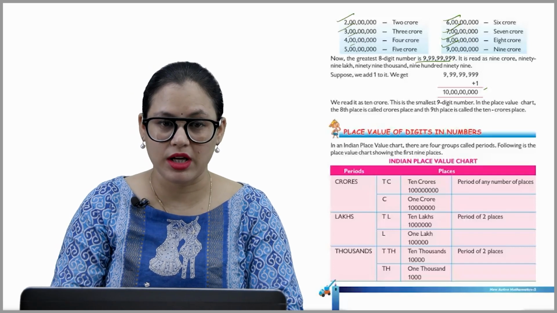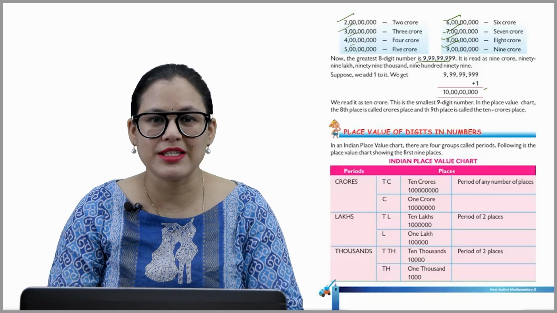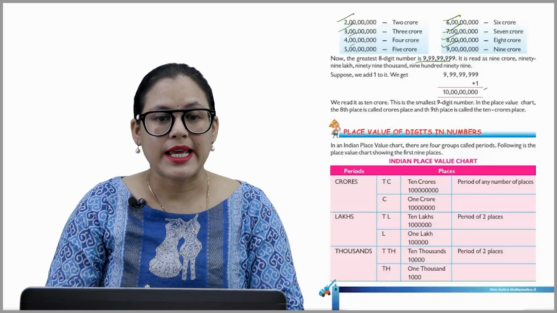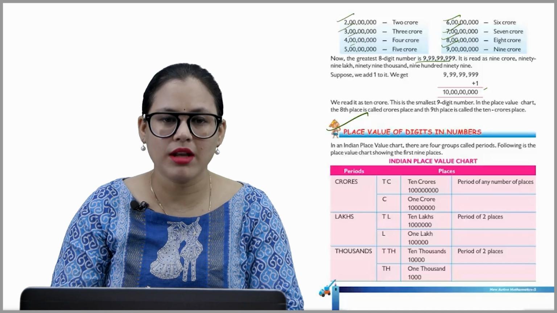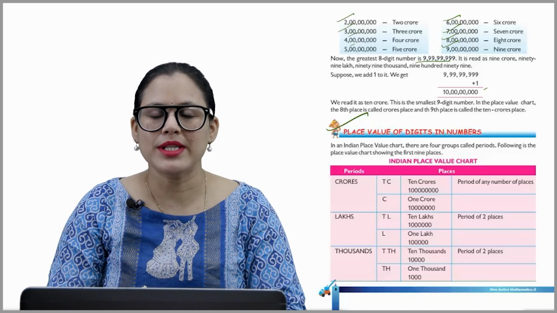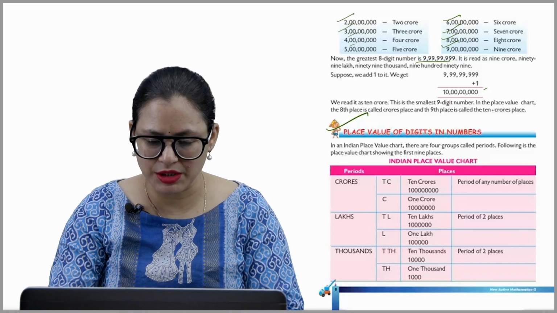In the place value chart, the 8th place is called crores place and the 9th place is called the 10 crores place. Okay, place value of digits in numbers. In an Indian place value chart, there are 4 groups called periods. Following is a place value chart showing the first 9 places. So this is the Indian place value chart.